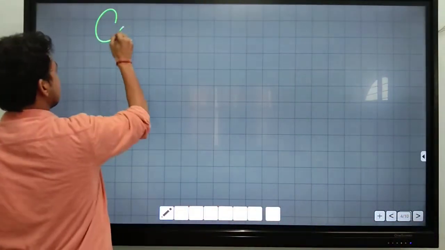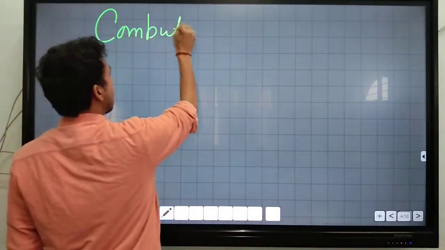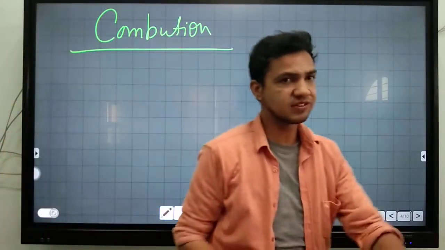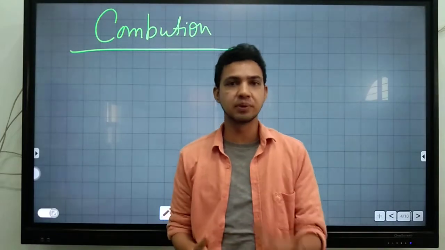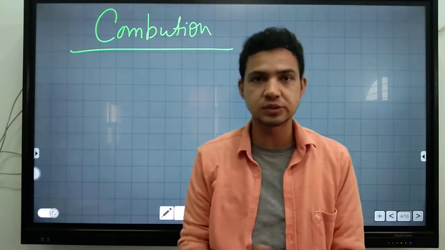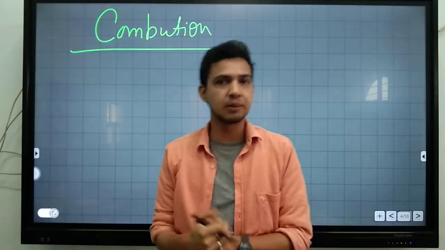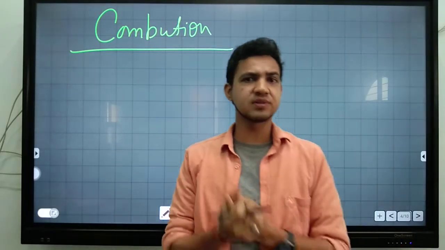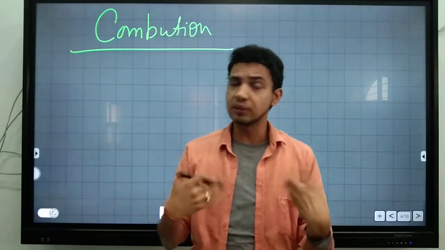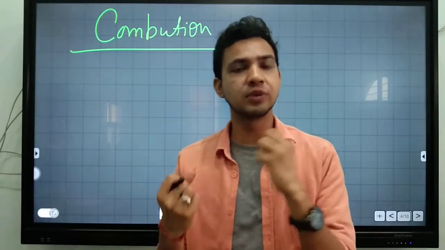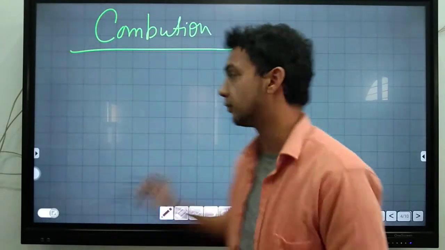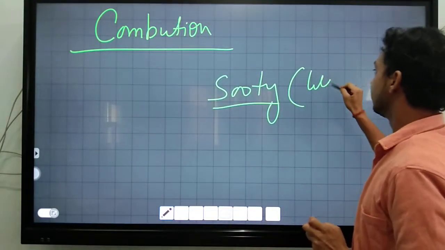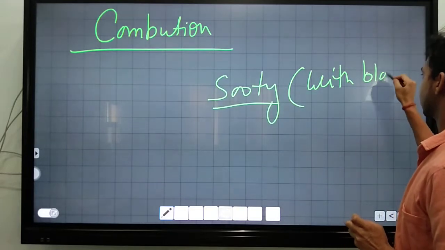See guys, the next reaction is combustion. You know very well about combustion. Combustion is when any substance starts burning in the presence of oxygen. But what happens when any organic or inorganic substance starts burning? Some substances burn without producing any sooty flame. What is the meaning of sooty? Sooty means with black fumes.